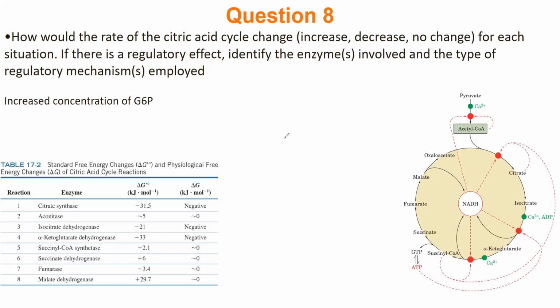G6P, glucose 6-phosphate, which is the first product of glycolysis, by itself has no effect. G6P doesn't interact with the citric acid cycle directly, so on its own, it doesn't affect anything. But if you have a lot of G6P, that can run through glycolysis, create a lot of ATP, and eventually create a lot of citrate. So eventually, it will have the effect of slowing it down, but just by itself, it doesn't do anything.